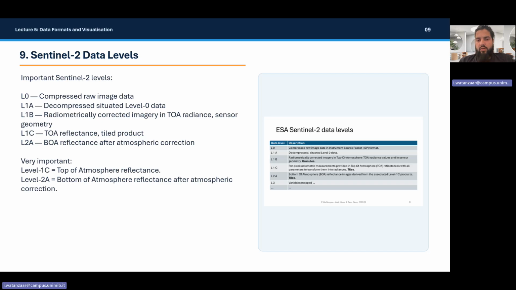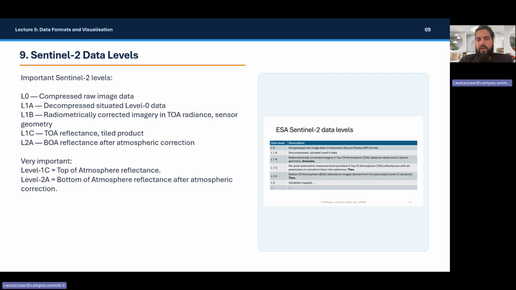We have two important concepts, TOA, top of atmosphere, and bottom of atmosphere. Radiometrically corrected imagery means those signals which bounced back or went through the atmosphere and have been captured by the sensor, meaning this is the top of the atmosphere. Now we are discussing that radiance. So this is corrected imagery in sensor geometry. So sensor corrected, this is the level 1B.